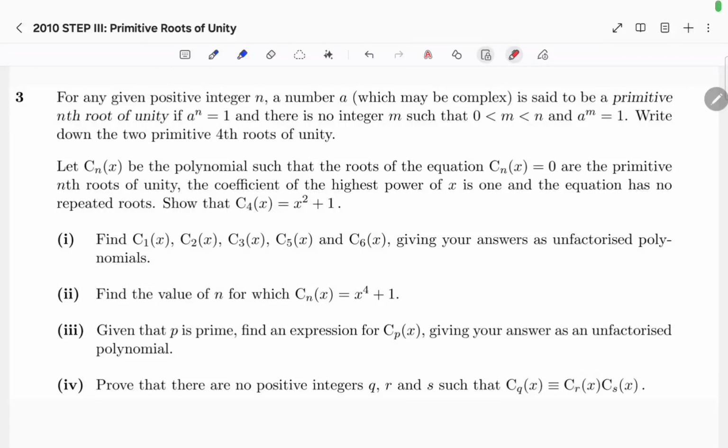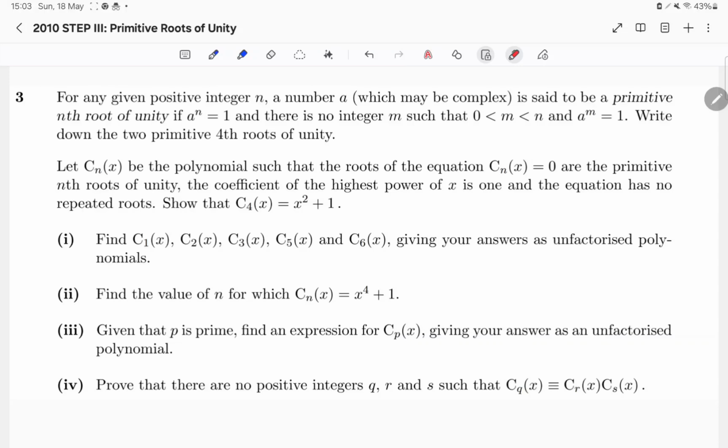Hello and welcome back. Today we'll be doing question 3 from the 2010 STEP Paper 3. This is a question about primitive roots of unity. So, let's get started. Question 3.